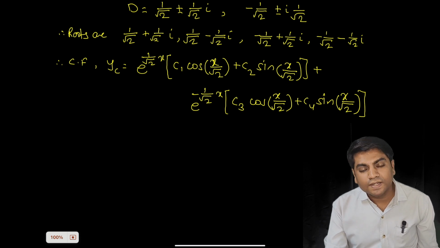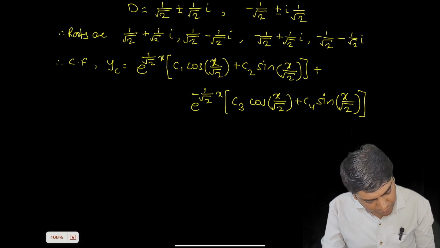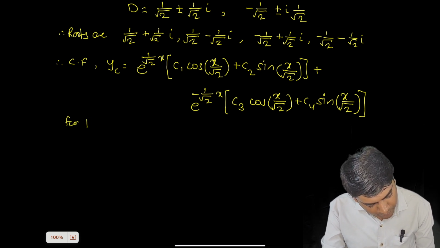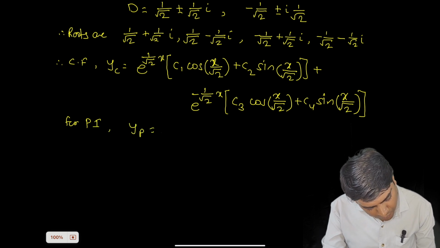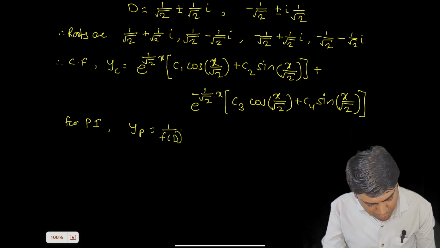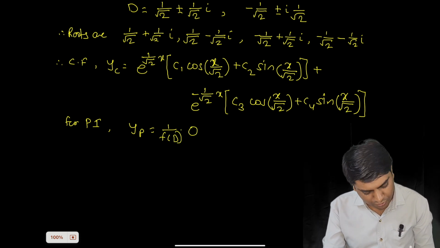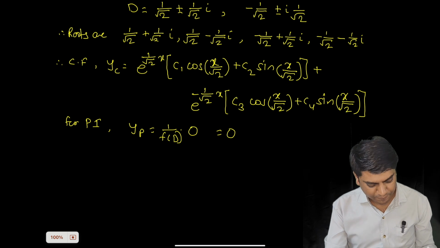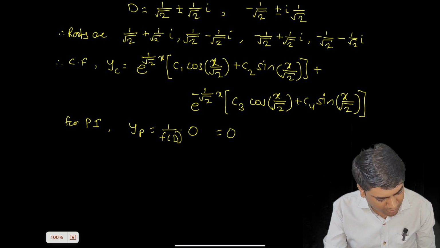Now we have to find its particular integral. So for PI, yp is equal to 1 by f of D into, I can write directly here 0, which is equal to 0.